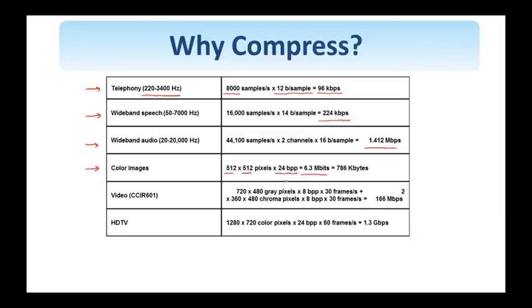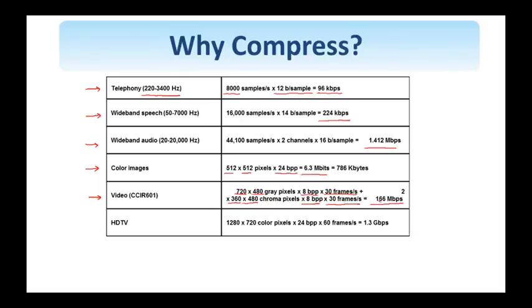And if we look at videos, here is the CCIR 601 recommendation. So this is the spatial resolution, 720 by 480 pixels. This is the luminance component. We use 8 bits per pixel. With the NTSC system, we have 30 frames per second. And then for the two chrominance components, they are subsampled in the one dimension according to this recommendation. So each of the chrominance components has 360 by 480 pixels. Again, 8 bits per pixel, 30 frames per second, and we end up with a rate of 166 megabits per second.